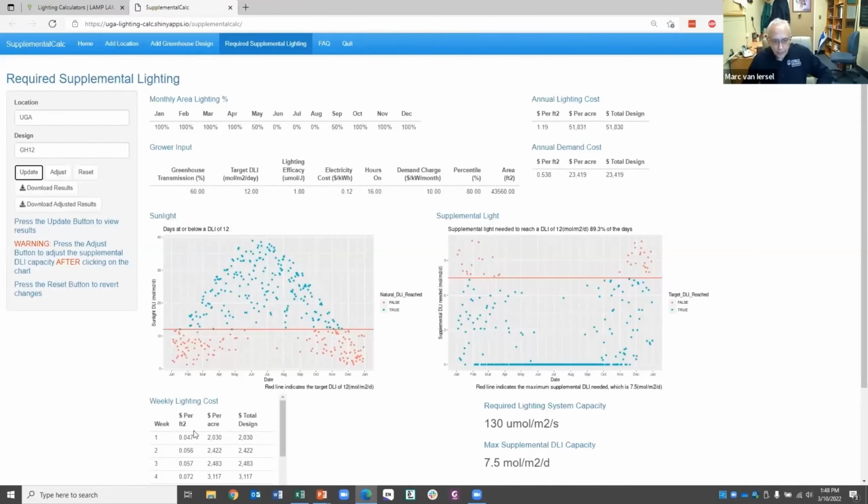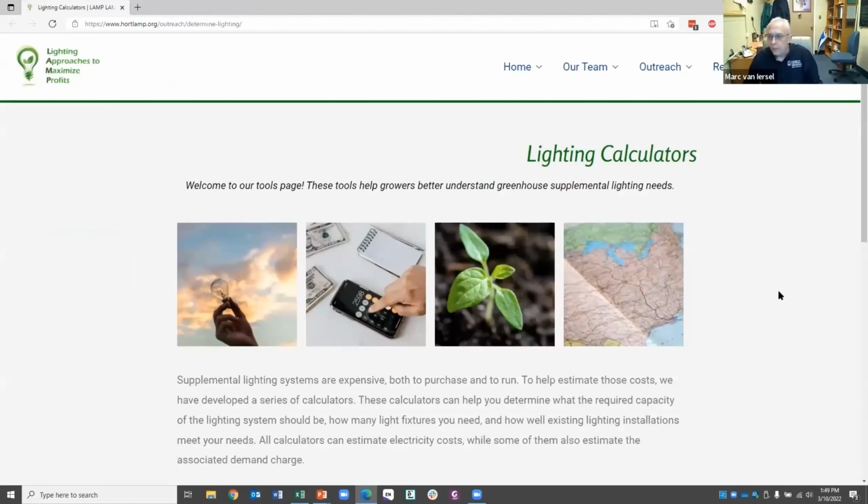You also get some estimates on the bottom left here for how much that lighting is going to cost on a weekly basis, and this is available for the entire year. If you want to, you can download these results to a file that you can open in Excel, but that is probably only of much interest to consultants. Let me go ahead and close this.